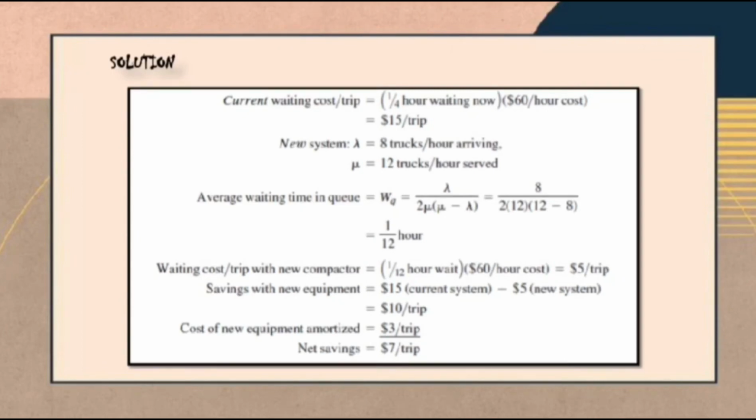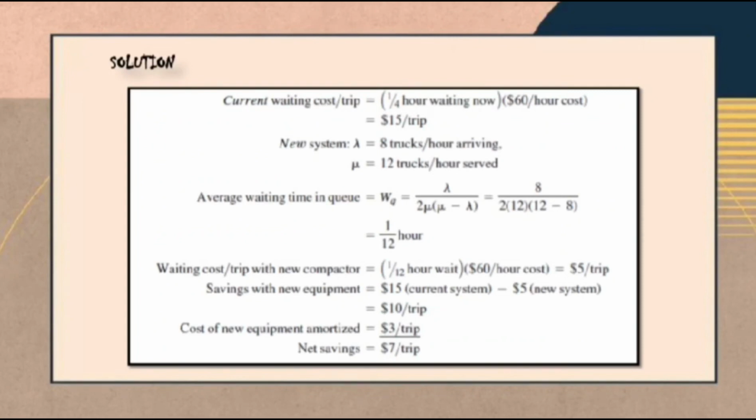Next, we are going to solve the savings with new equipment. We solve this to determine how much we save before and after the changes. Earlier, we had $15, which is the current system, where the truck occupies 15 minutes. Then we subtract the $5, which is the new system, where 1/12 hour is consumed. We come up with $10 per trip. That is our answer for the savings with new equipment.